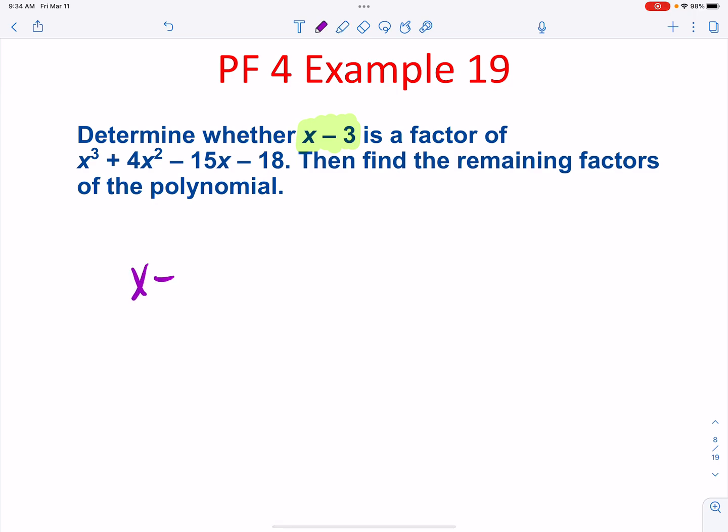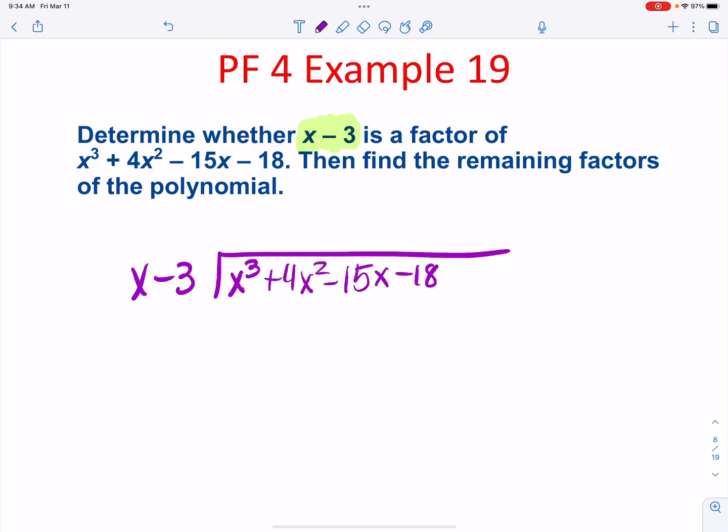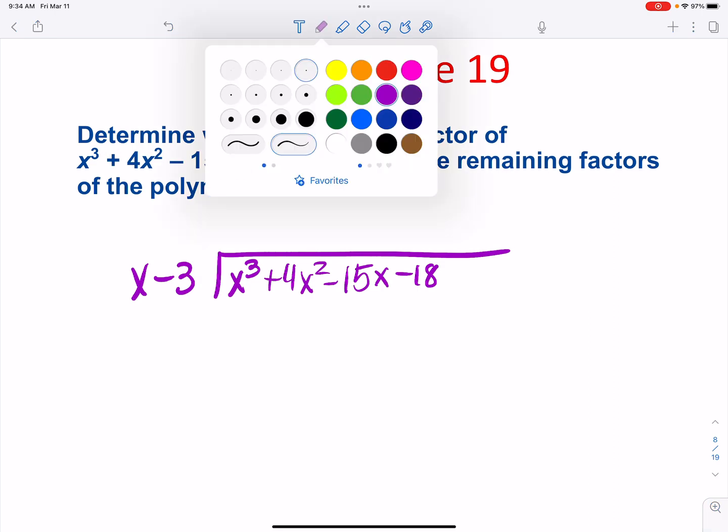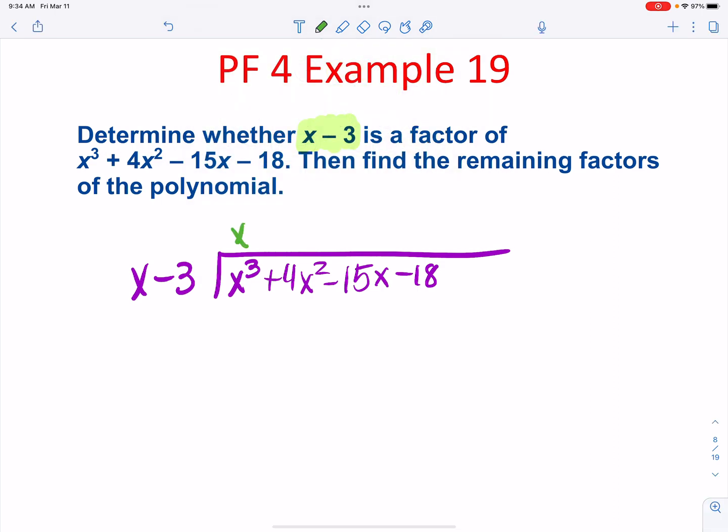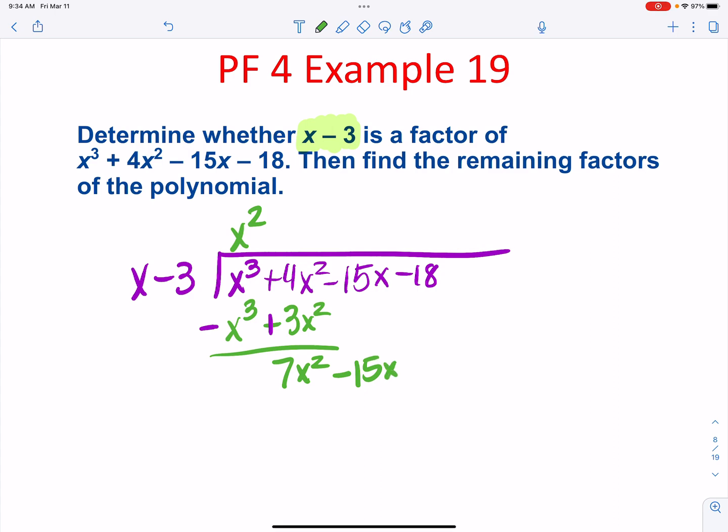Okay, so x minus 3 into x cubed plus 4x squared minus 15x minus 18. This would be on the no calculator part. How do I change an x into an x cubed? I multiply by x squared. And then I change my signs. So I get 7x squared, and I bring that down, minus 15x. How do I change an x into a 7x squared? I multiply by 7x. So 7x squared minus 21x.